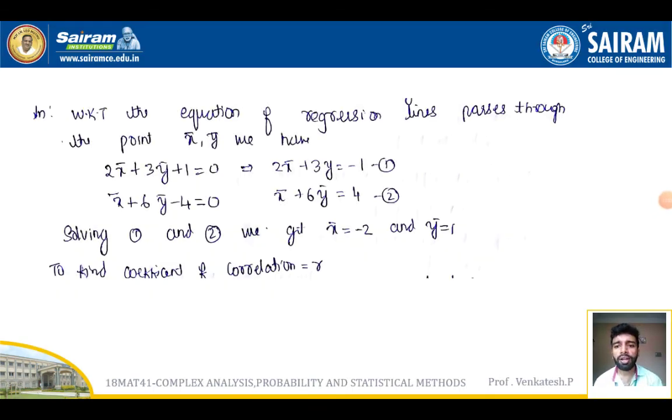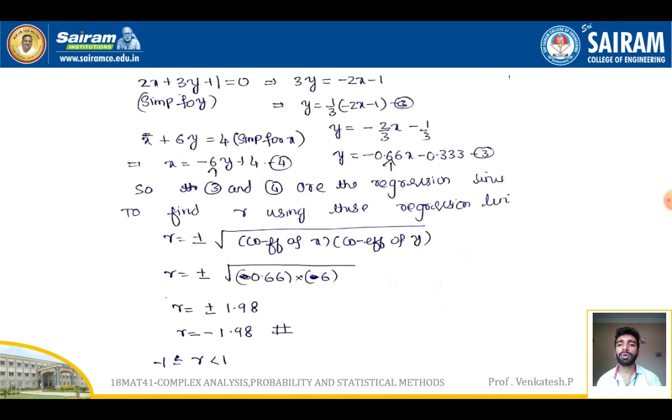So now I'm going to find the coefficient of correlation r. So for that, the formula will be like we are having r is equal to square root of the coefficient of x and coefficient of y. So from the equation, the coefficient of x is given by minus 6 and the coefficient of y will be getting minus 0.66. So I'm going to replace both the values in the formula. I'll be getting 0.66 into 0.6. So I'll be getting r is equal to plus or minus 1.98. So I can take this r is equal to minus 1.98 since both the coefficients of x and y in the lines of regression are negative. So I can take r is equal to minus 1.98.